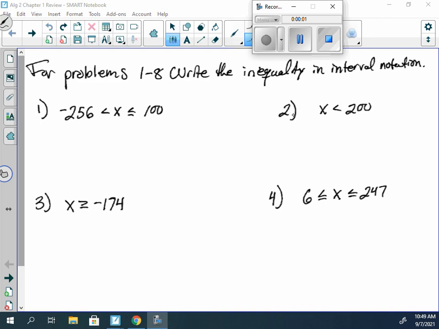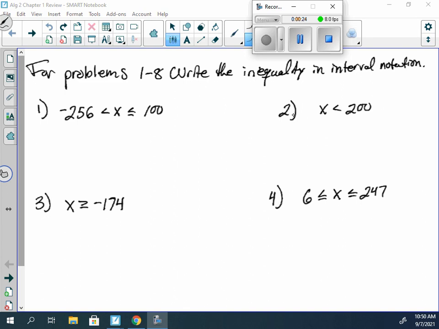So let's look at problems 1 through 8. Are there any questions on problems 1 through 8, or any of those that you have questions on or want to see worked? Are we good with 1 through 8?